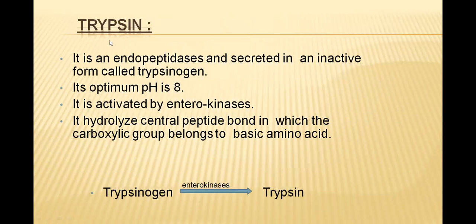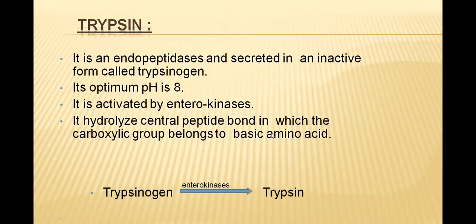Coming to the activity of trypsin, trypsin is an endopeptidase enzyme. It is secreted in inactive form called trypsinogen, and the optimum pH required for this enzyme is 8, and it is activated by enterokinase. It hydrolyzes the central peptide bond in which the carboxylic group belongs to basic amino acids.